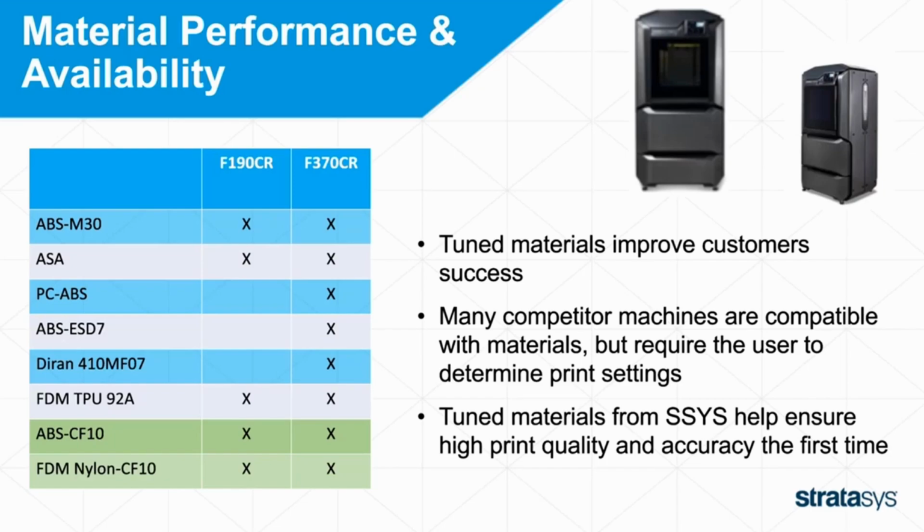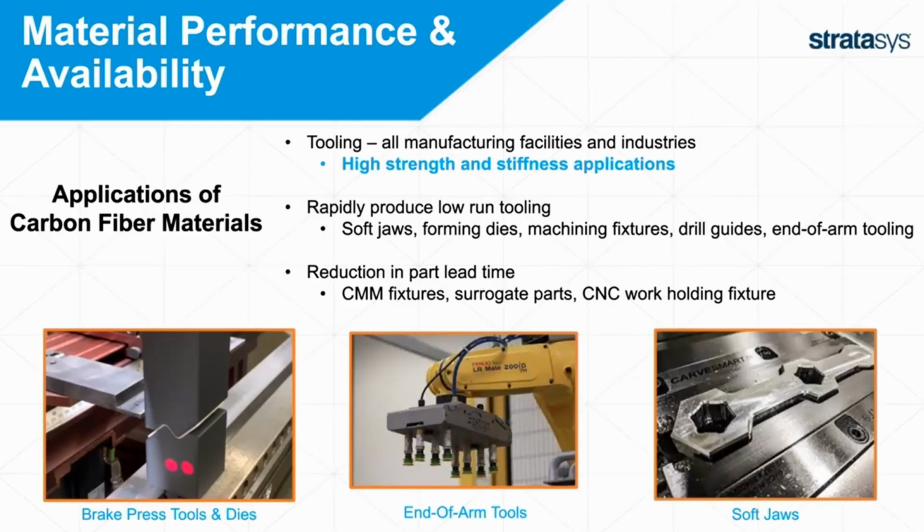These materials range from ABS M30 to FDM TPU 92A to our composite materials, ABS CF10 and FDM nylon CF10. These are materials that have carbon fiber within them and are tuned and ready to go on the machine. Another thing to think about when looking at composite machines is what applications you're going to use the material with.